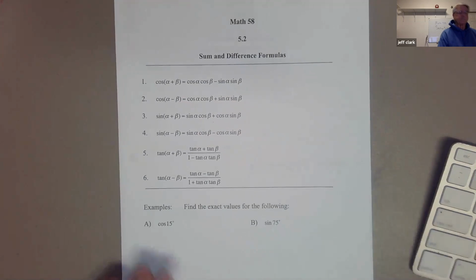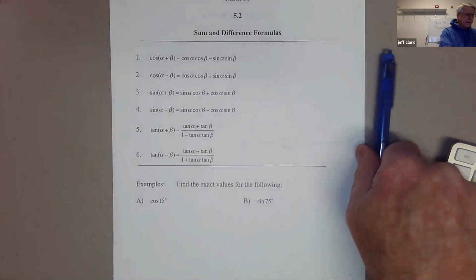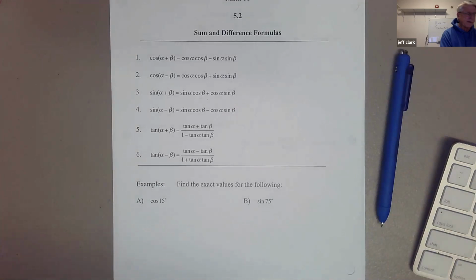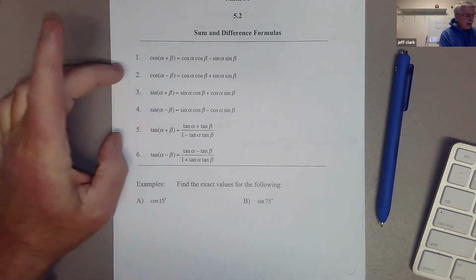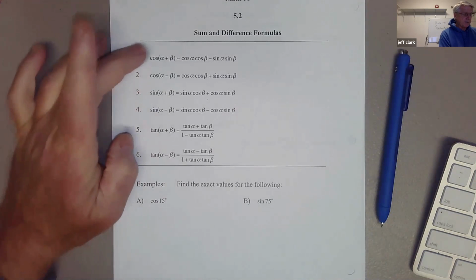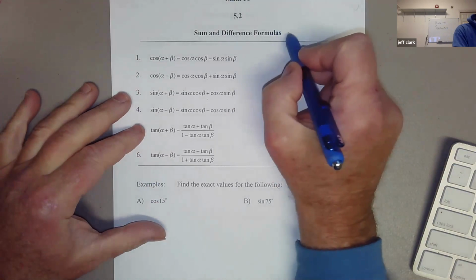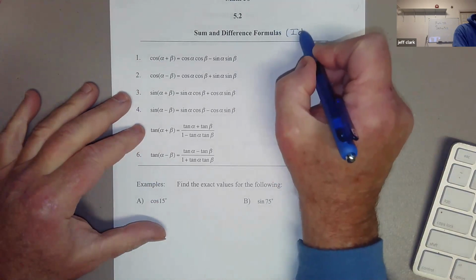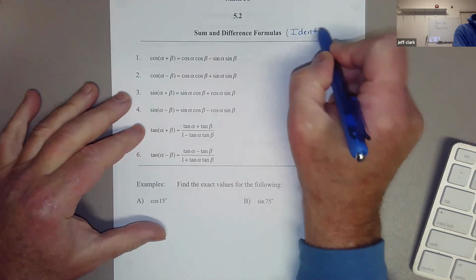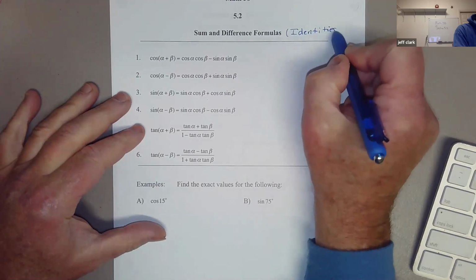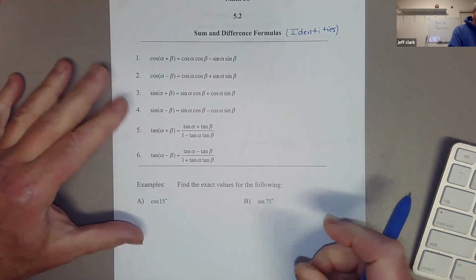Here's 5.2. Now, chapter 4 was all about right triangles. Now we're getting into things that eventually won't be right triangles. They'll be triangles, but won't necessarily be right. We're going to start off with taking a look at functions. And so sometimes instead of formulas, we might call these identities.